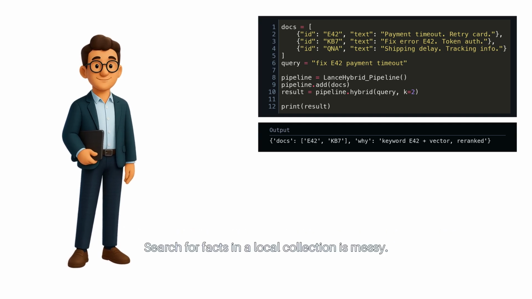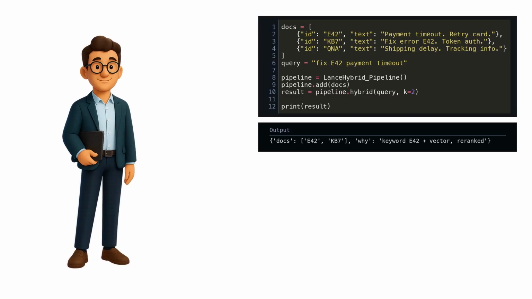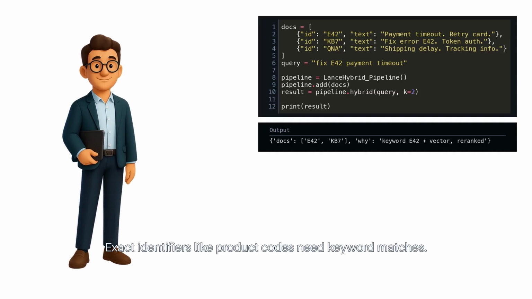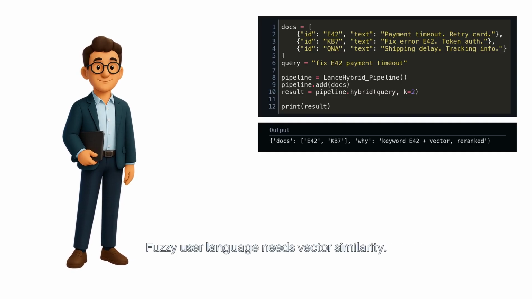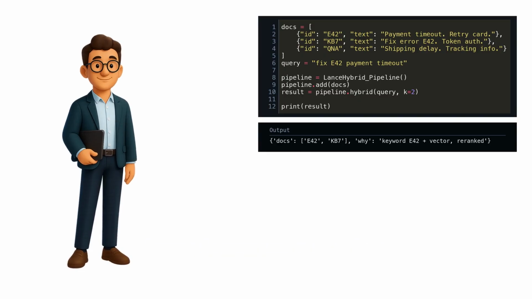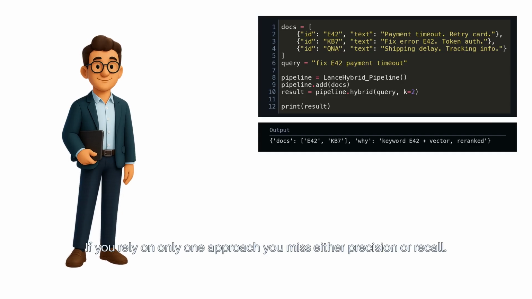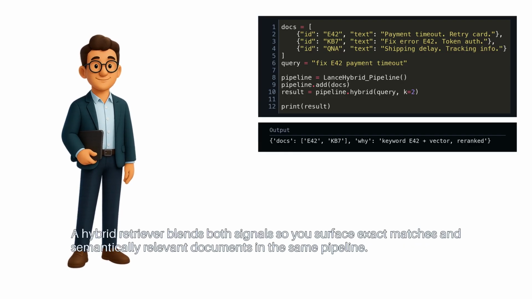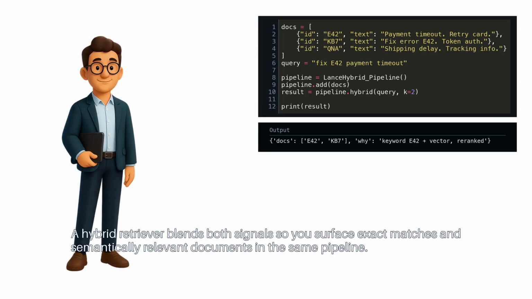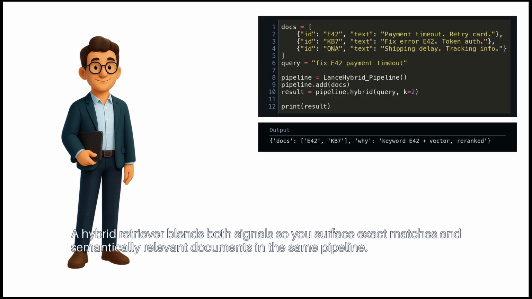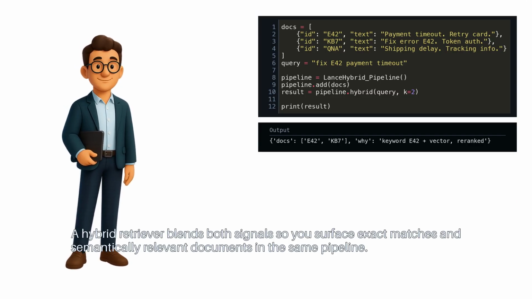Search for facts in a local collection is messy. Exact identifiers like product codes need keyword matches. Fuzzy user language needs vector similarity. If you rely on only one approach, you miss either precision or recall. A hybrid retriever blends both signals so you surface exact matches and semantically relevant documents in the same pipeline.